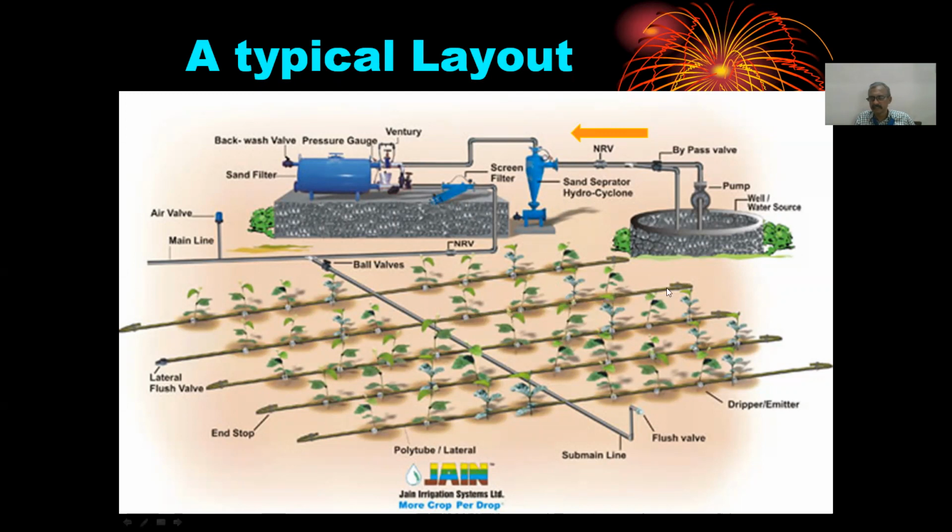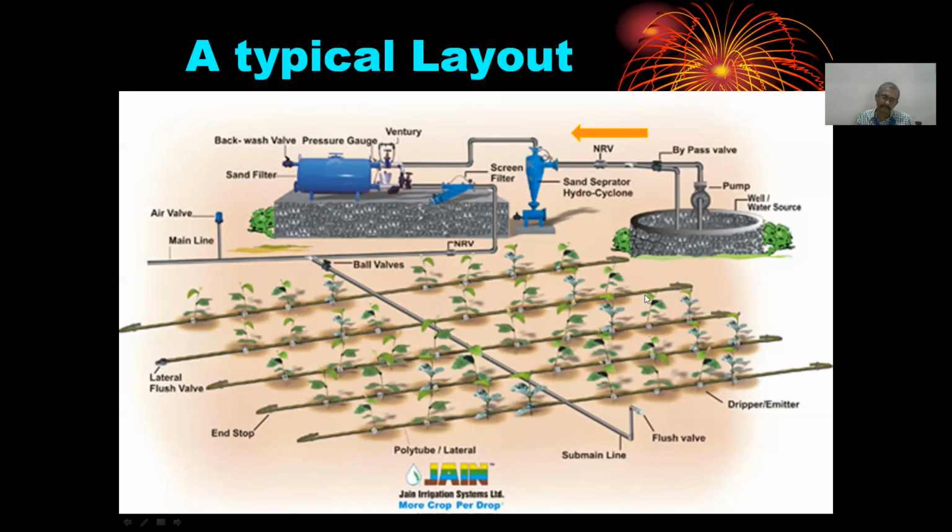And at the ends, you find the lateral closed with a lateral stop. And at the end of the submain also, there is a valve called a flush valve, and it will be above the ground, so that this flush valve can be opened and closed. There is a reason for this flush valve, and a reason why a simple way of closure at the laterals is done.